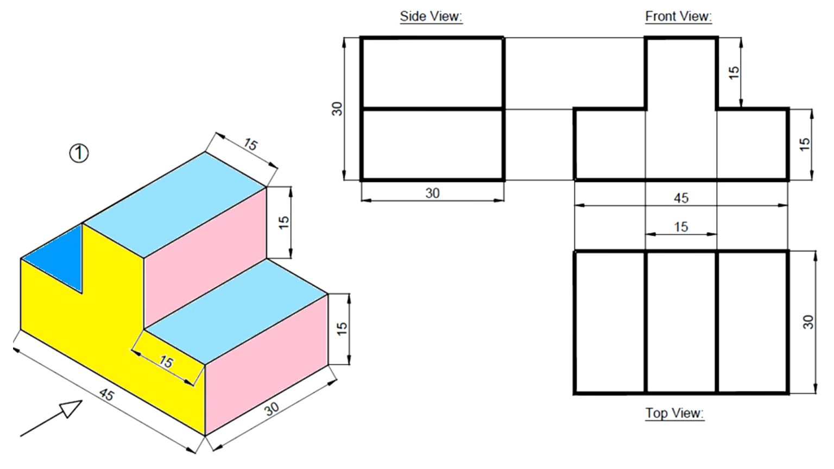Let us see some examples. Let us consider this first diagram, and an arrow mark is given here. First you need to identify where the arrow mark is given, and whichever direction the arrow mark is given, that indicates the front view.